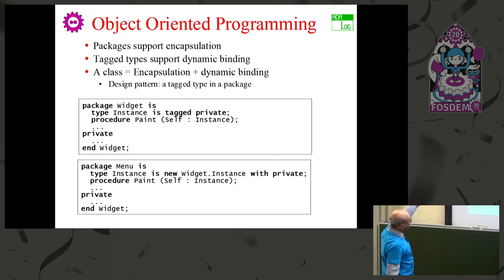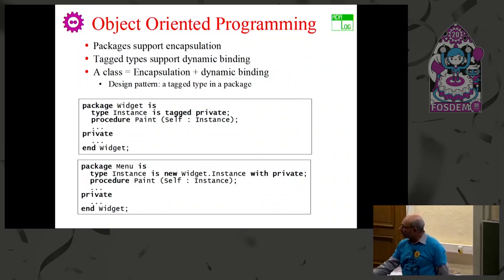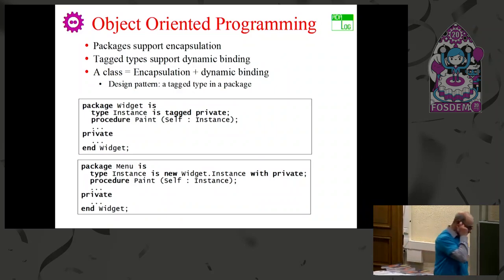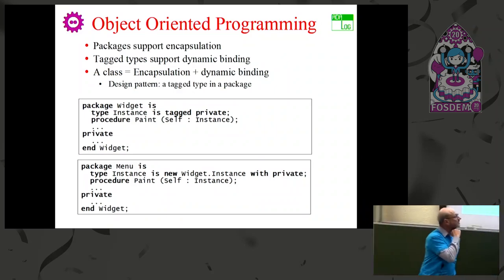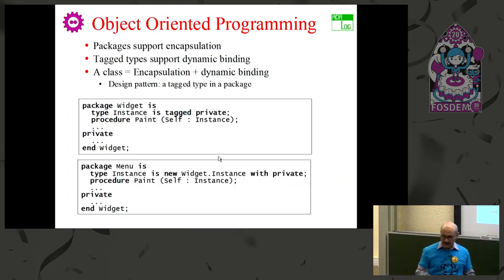And then, of course, you can inherit. So you can define a new type as inheriting from the type above. Where is my mouse? It's here, so it inherits from this one. And you can add a visible part or a private part. You may want to give the extra components to leave them visible or to hide them in the private part.